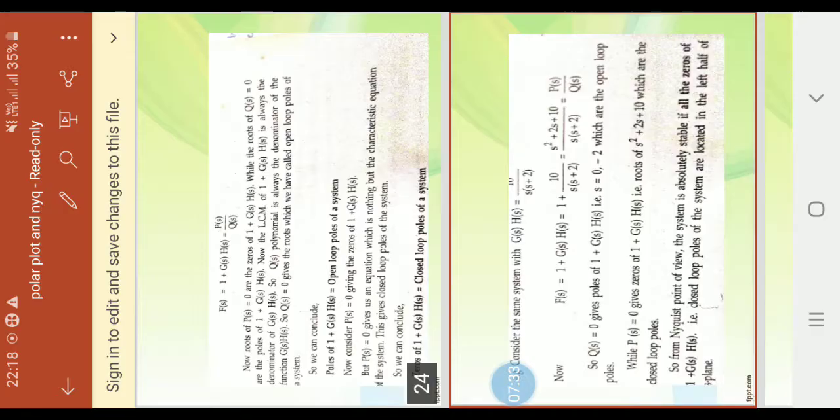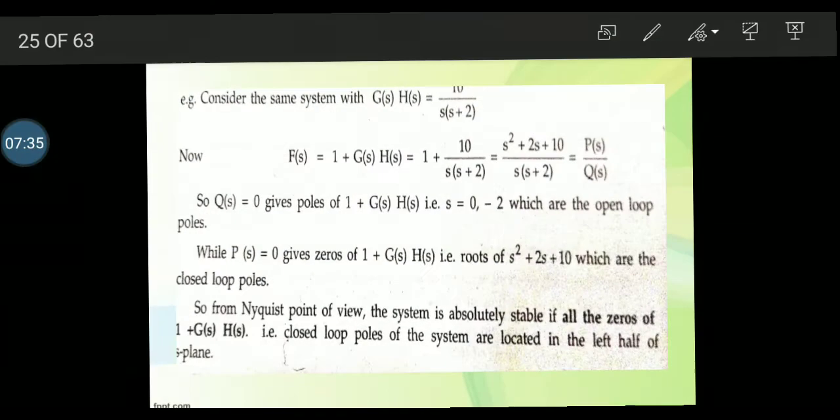So next we'll take an example. We'll consider a system which we have already seen just now, with G(s)H(s) equal to 10 divided by s into bracket s plus 2. Now we'll write F(s). So how can we write F(s)? 1 plus G(s)H(s).